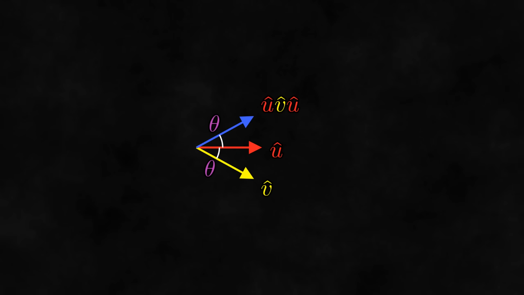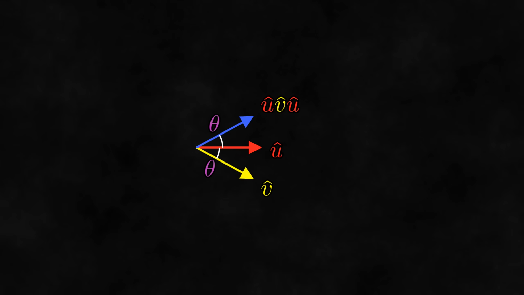So why am I making a big deal out of this? Well, there is another useful way to think of it. Notice that here, we have two different vectors coming out of u at the same angle, v and uvu. So sandwiching v inside u ends up flipping v across u.